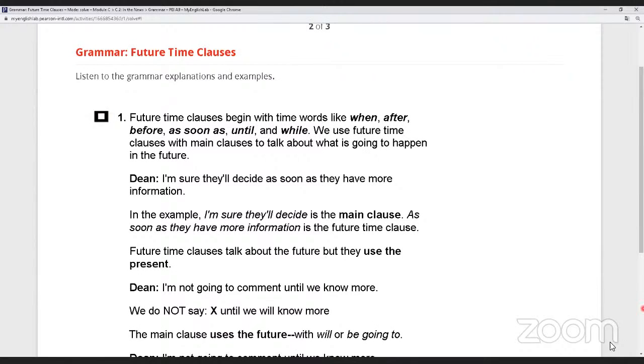Future time clauses begin with time words like when, after, before, as soon as, until, and while. We use future time clauses with main clauses to talk about what is going to happen in the future. I'm sure they'll decide as soon as they have more information. In the example, I'm sure they'll decide is the main clause. As soon as they have more information is the future time clause. Future time clauses talk about the future, but they use the present. I'm not going to comment until we know more.